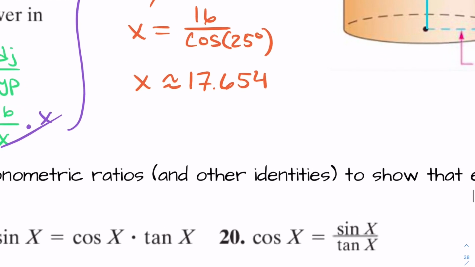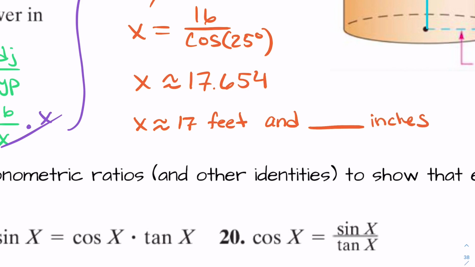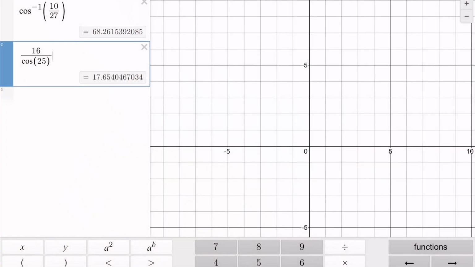Okay, well, x is approximately then 17 feet and blank inches. Right? It's 17 feet. It's 0.654 of a foot. So I know it's 17 right away, but 0.654. So let's take 17 away from this number, okay?